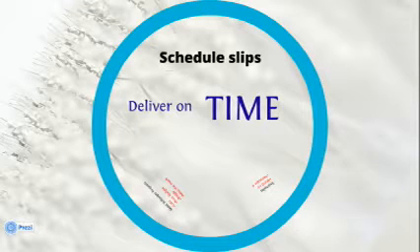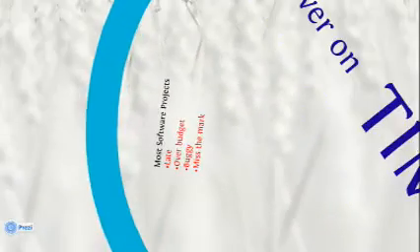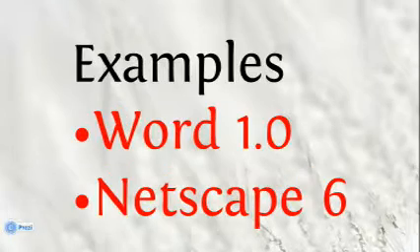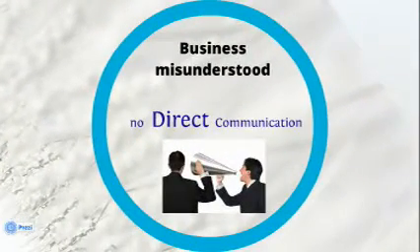Project teams should be able to deliver the needed software when it is needed. Most projects are late, over budget, buggy and miss the mark. Word 1.0 and Netscape 6 are examples of such projects. Another problem is business misunderstood. Without direct communication, developers have to guess what the customer wants. The final software product may not fulfill customer needs.